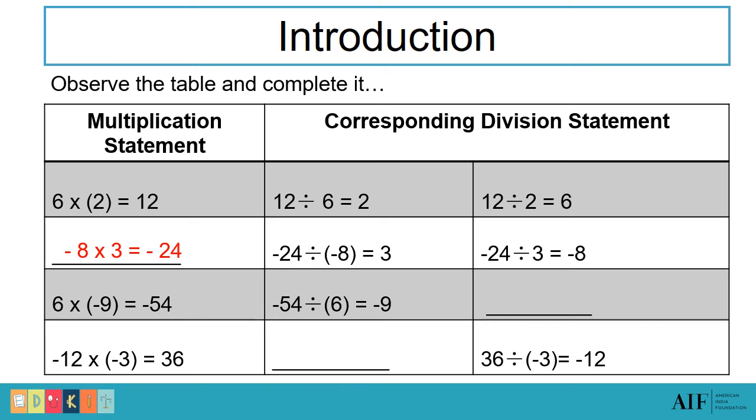Here 6 into minus 9 equals minus 54. So minus 54 divided by 6 equals minus 9 and minus 54 divided by minus 9 equals 6. Next one, minus 12 into minus 3 equals 36. So 36 divided by minus 12 equals minus 3 and 36 divided by minus 3 equals minus 12.